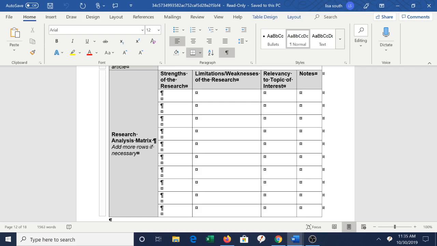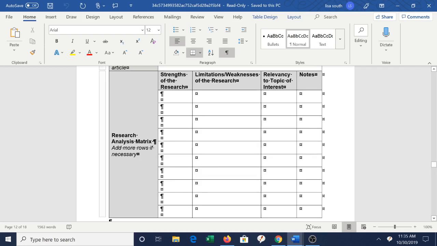Limitations or weaknesses. Now, usually 99% of the time, a study near the end will have limitations just under or just above conclusions. Look and see if it lists limitations. If not, then what are weaknesses? It didn't use random sampling. It had a small sample size. I mean, think about those things.